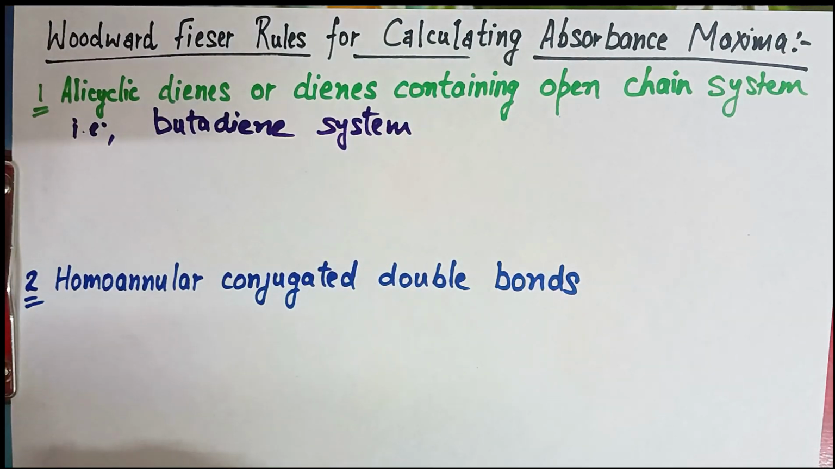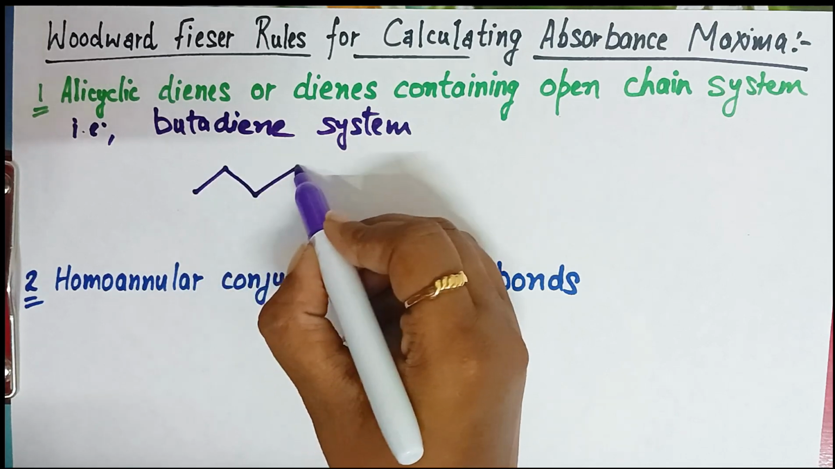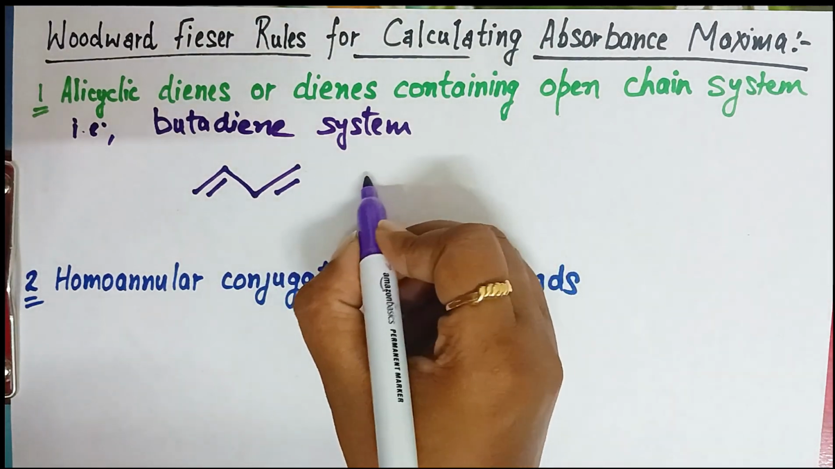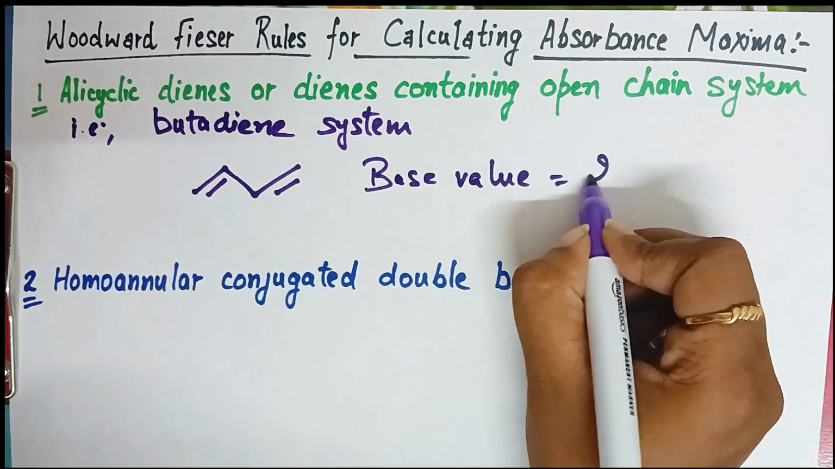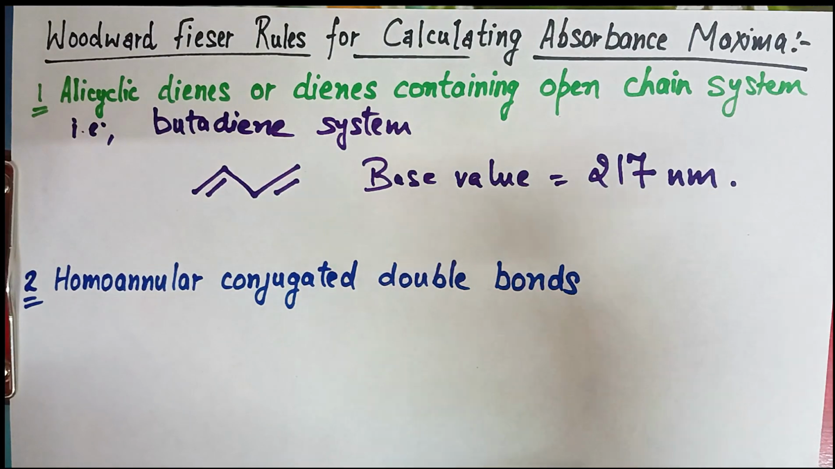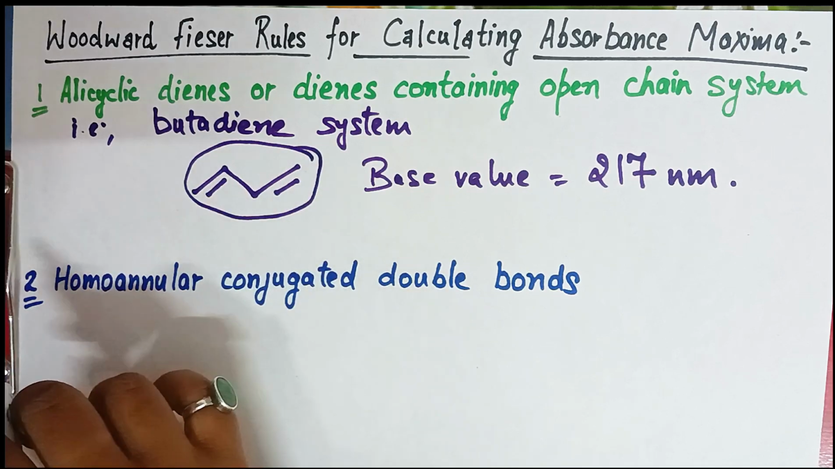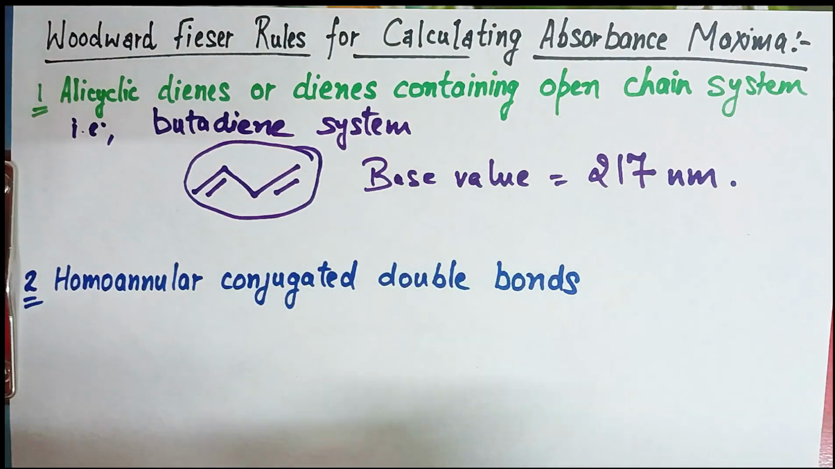So first, if we have some compound, we will find out if there is any butadiene type of system present, that is this type of system, right? In this case, the base value is going to be 217 nanometers. So this is the first rule, in which we look for alicyclic dienes such as this butadiene type of system, and here we have a base value of 217 nanometers.